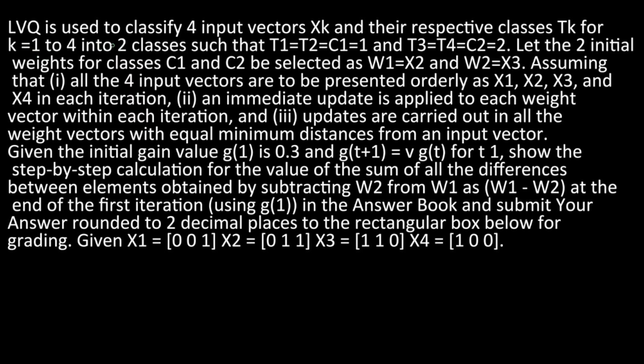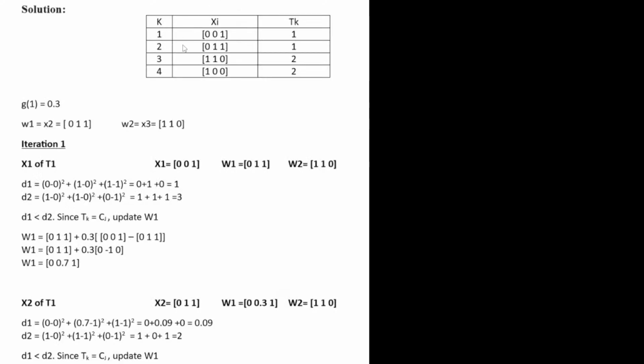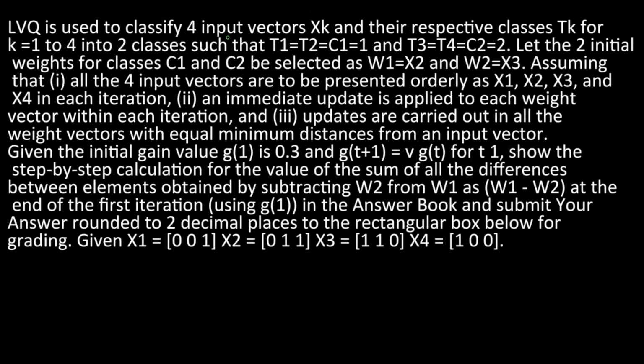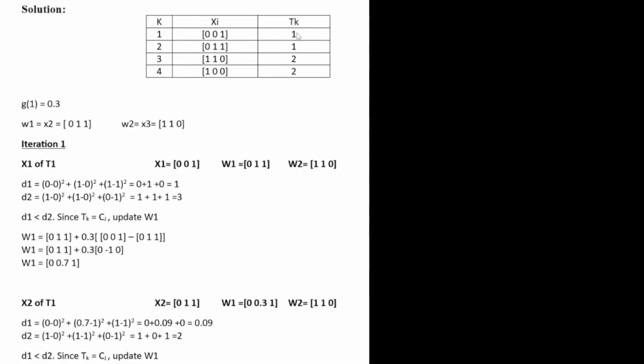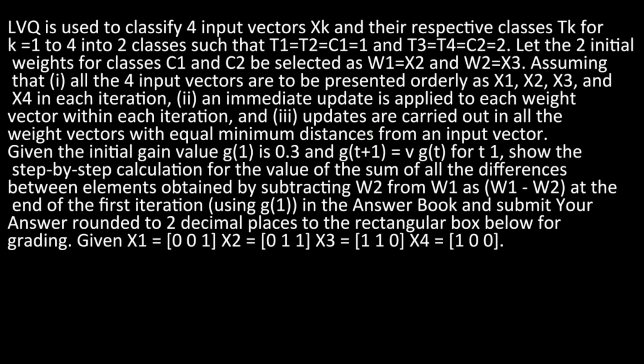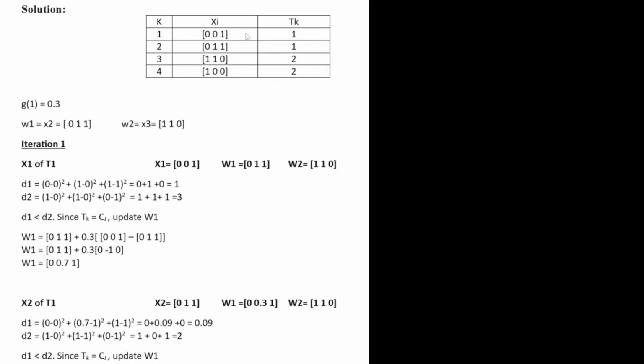this k is equal to 1 to 4, and it's also divided into 2 classes such that t1 and t2 are equal, which is 1, and t3 and t4 are equal to 2. So using this we can create a table where k ranges from 1 to 4, and then x1 is this, x2 is this, x3 is this, x4 is this, and then tk only has 2 values, which are 1 and 2. As you can see in the question, t1 and t2 are both 1, and t3 and t4 are both 2, and that's why we have 1 1 and 2 2 here. And this is our gain that's also provided in the question. g1, the gain value, g of 1 is 0.3, so we put the gain right here.